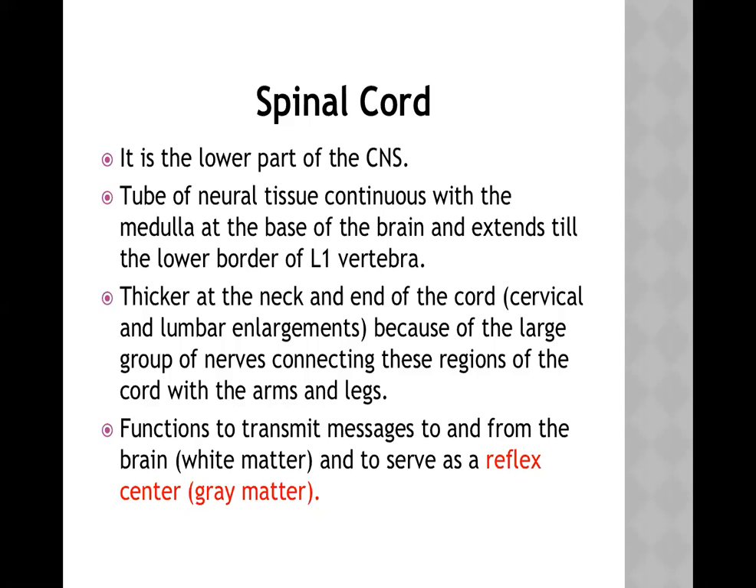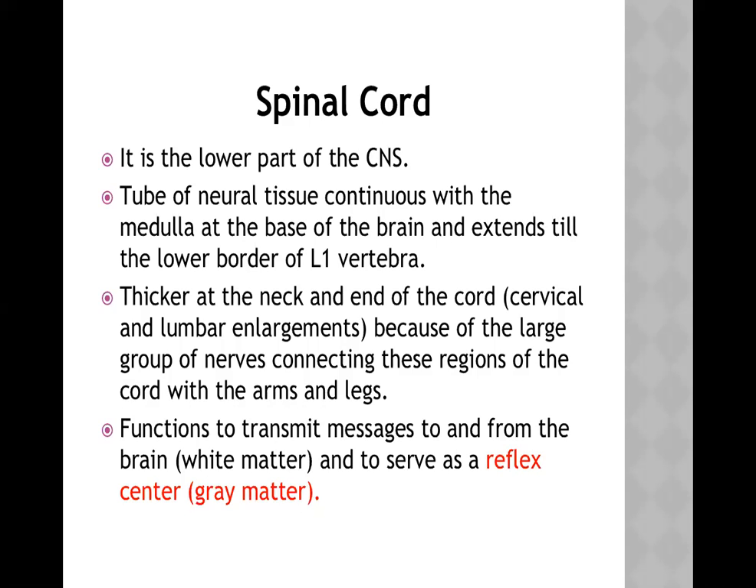Lumbar puncture. Exactly, lumbar puncture, we put needle at L4 and L5 junction. Very good. Excellent. That's what I'm trying to explain here. So when you do lumbar puncture, you should be very careful. Do not go very high.